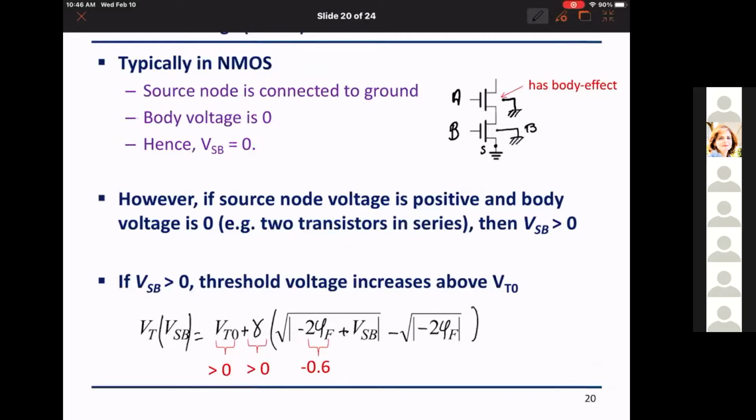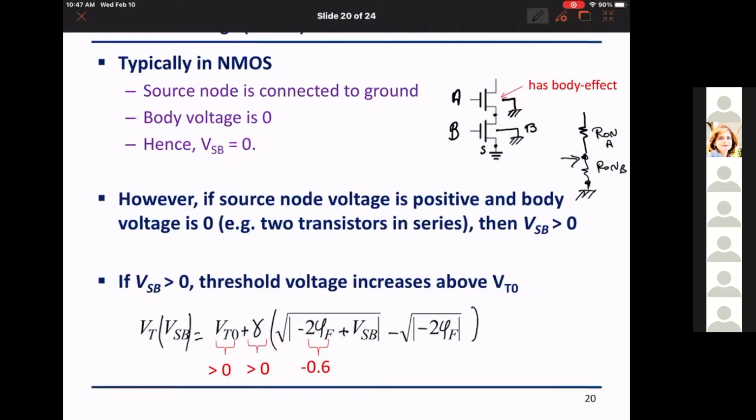But for the upper transistor, assume that during transient behavior, this is R on A and this is R on B. As I'm trying to charge or discharge, this node is guaranteed to be at 0. Is this node guaranteed to be at 0 all the time during operation?